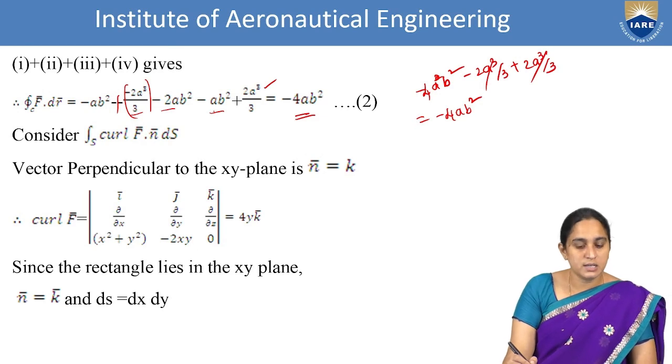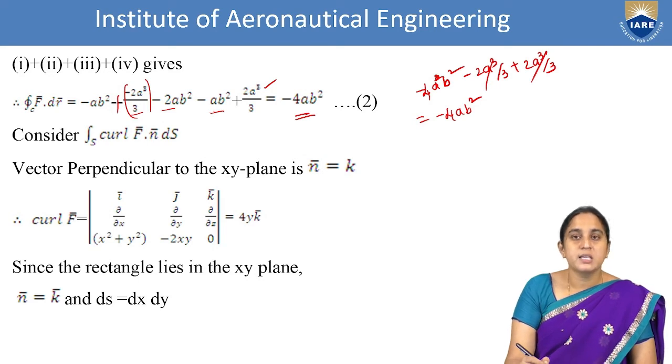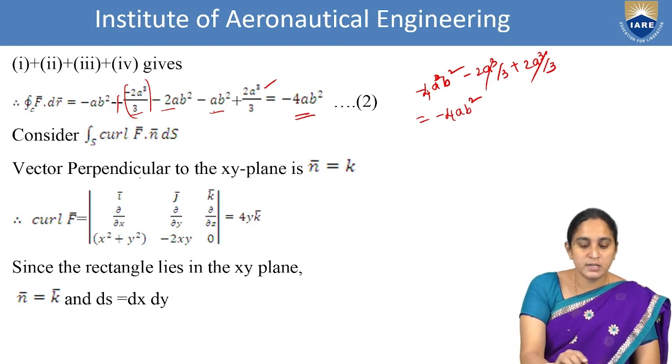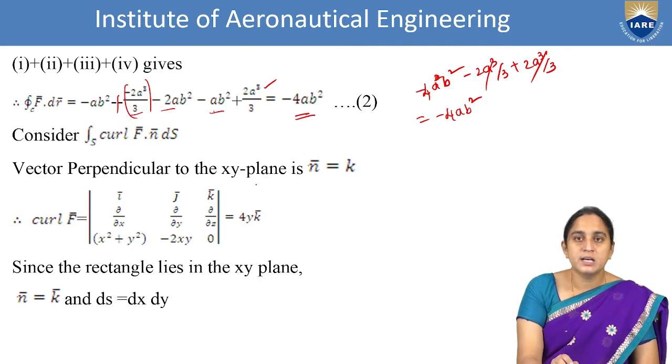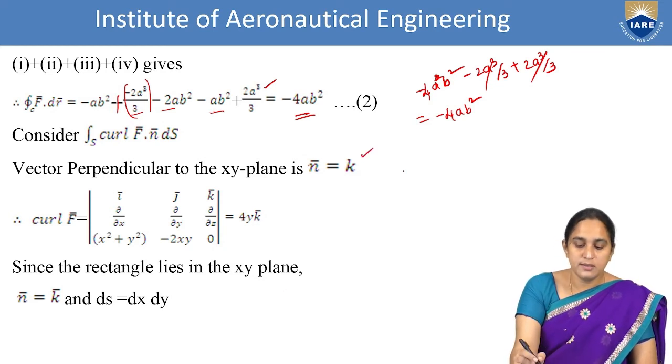Let us start with the second part of the Stokes theorem, that is the surface integral, integral S curl f bar dot n bar ds. Here, what about the unit normal vector? The vector is perpendicular to the xy plane, that is n bar is equal to k bar. Therefore, first I'll calculate curl f bar.